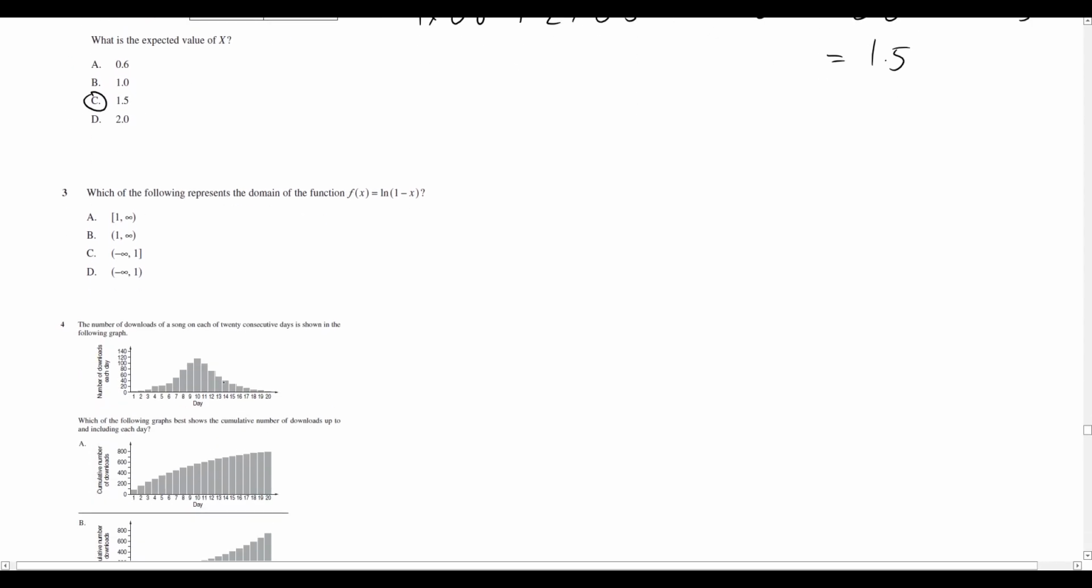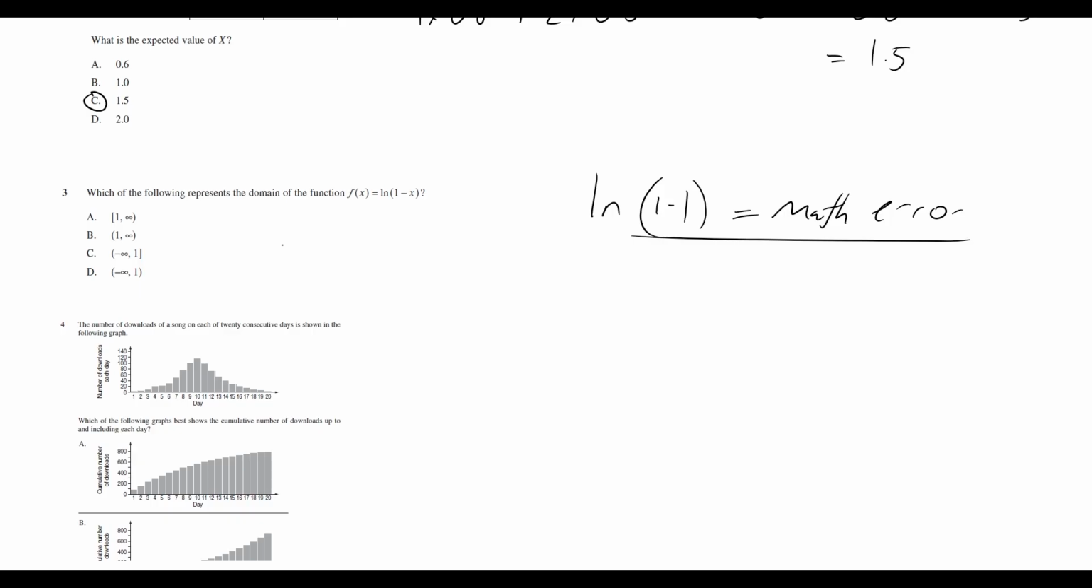Now on to question 3. Which of the following represents the domain of the function f of x equals the natural logarithm of 1 minus x? The first thing to note is that we have 1 minus x in the argument of the natural logarithm. What we know about the natural logarithm is that it can never have an argument that is less than 0 or even equal to 0. That means x certainly cannot be 1, because then it would be 1 minus 1, which would give you a math error if you put that into your calculator. So that's one quick way of working out that it's going to be an exclusive bracket, the parentheses.